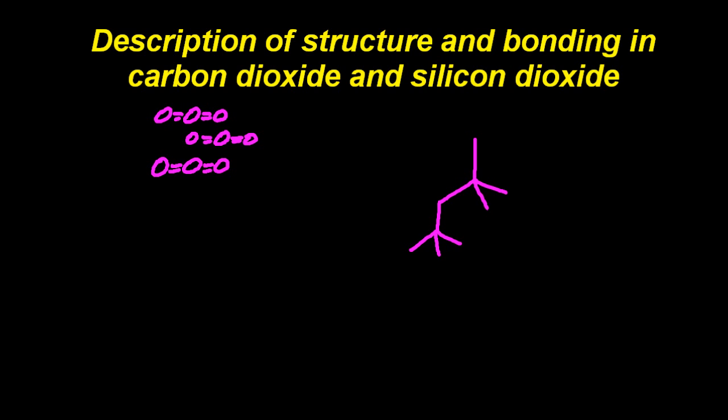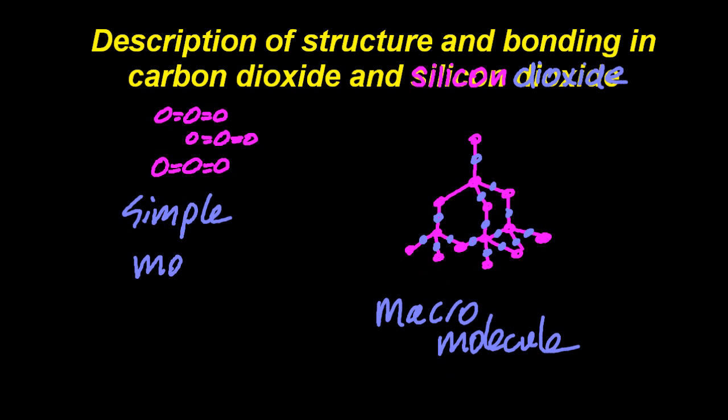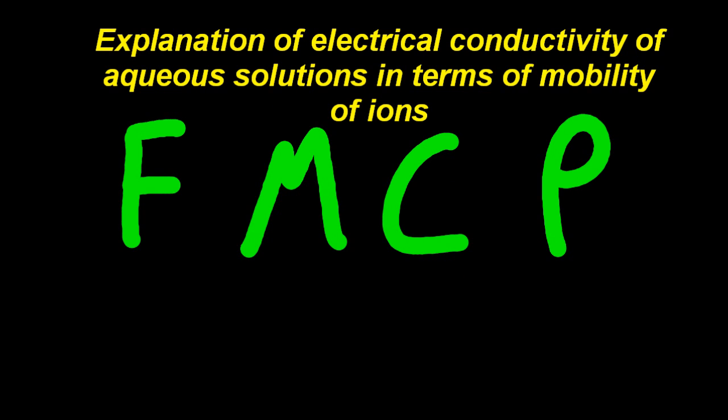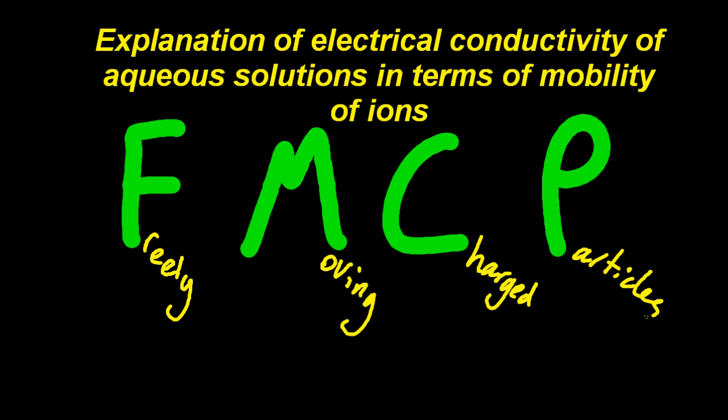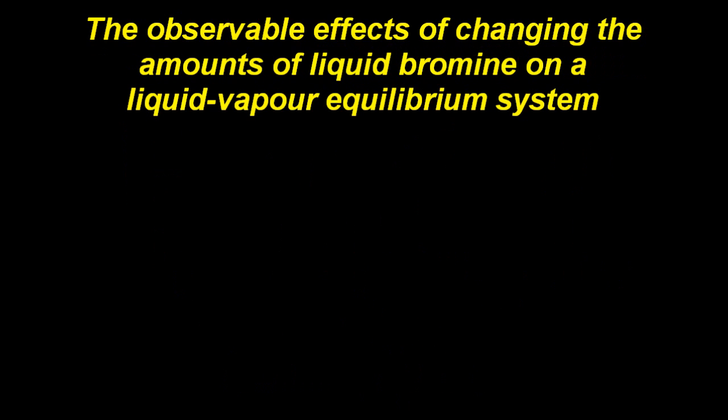Carbon dioxide is simple molecular, little individual molecules floating around, but silicon dioxide has lots of tetrahedra. Now that's silicon, and to put the oxygen in, you've got to put oxygen atoms in between each silicon. So that's sand, silicon dioxide. It's a giant macromolecule. Why do things conduct electricity? Freely moving charged particles. Anything with freely moving charged particles will conduct electricity. That's why solid salt is an insulator and liquid salt is a conductor.